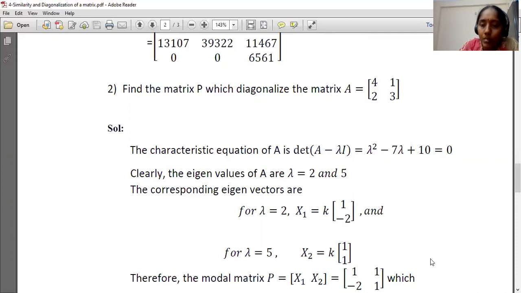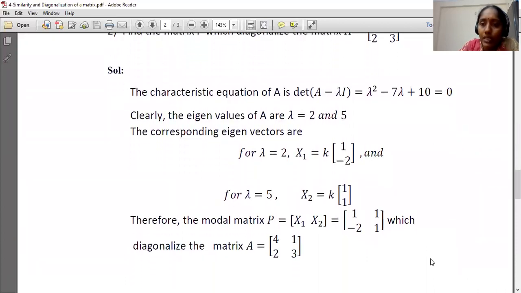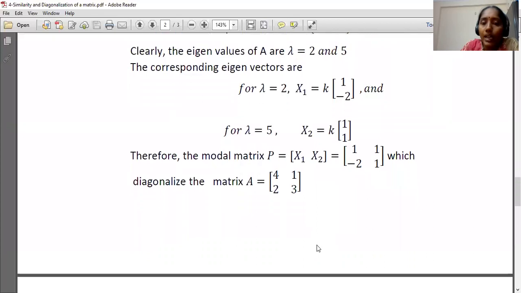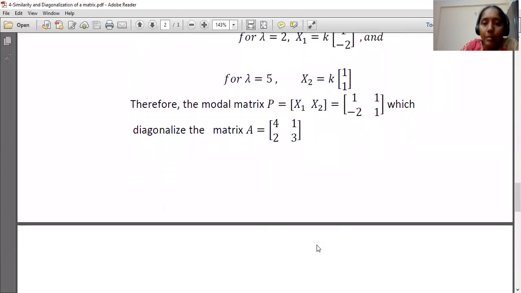Okay. So now write the modal matrix. How to write the modal matrix? Just simply write the eigenvectors as the columns of P, which is 1, minus 2 and 1, 1 as columns. This is called the modal matrix. Now diagonalize A. How to diagonalize? D is equal to P inverse AP.